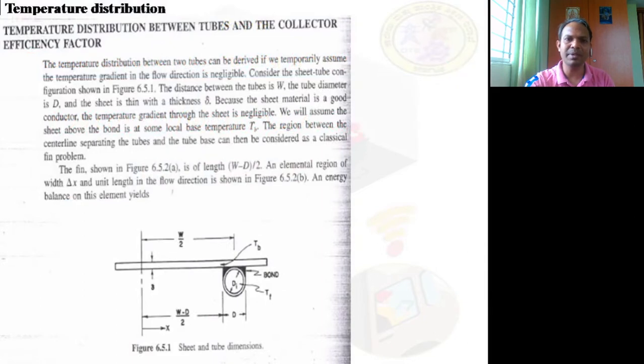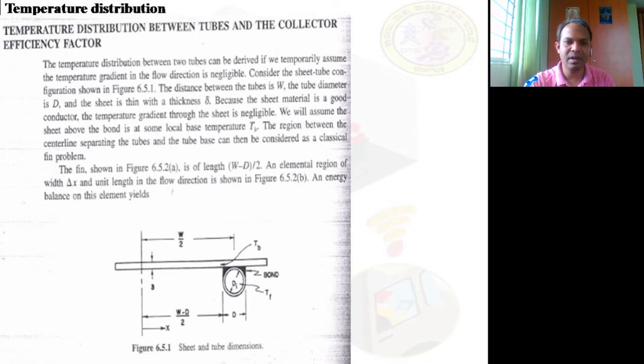Now, when it comes to the temperature distribution between tubes, the collector efficiency factor is always given by this. If you take a tube, a rectangular plate is nothing but a sheet or an absorber plate, and there is a tube having a diameter Di as the internal diameter and D naught as the external diameter. We also have the fluid inside the tube, which is moving with a temperature of T suffix F, the fluid temperature, and TB is the base plate temperature, and this is the width.